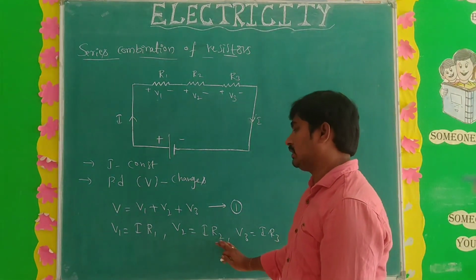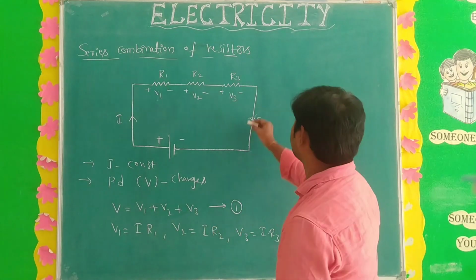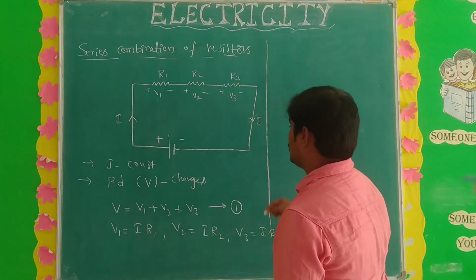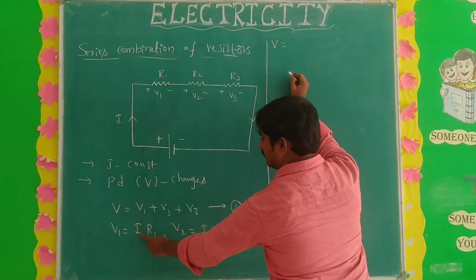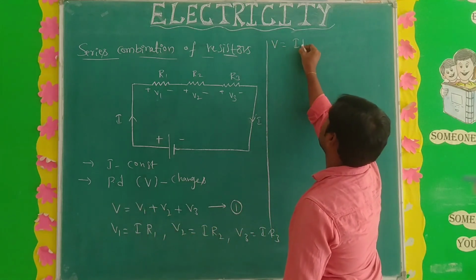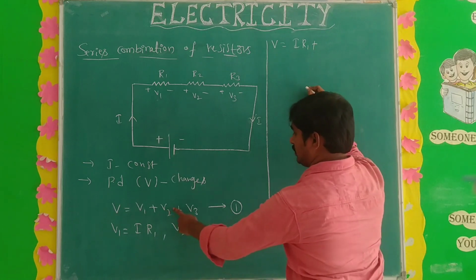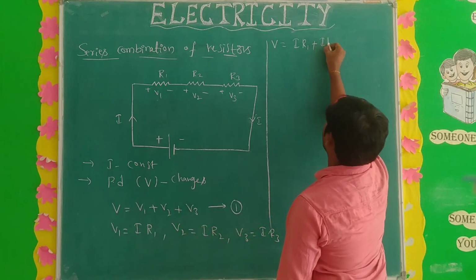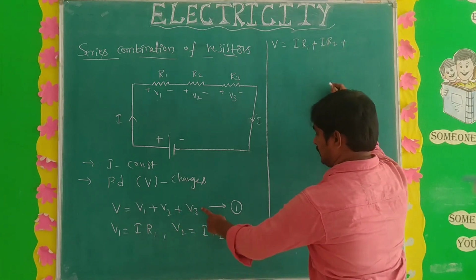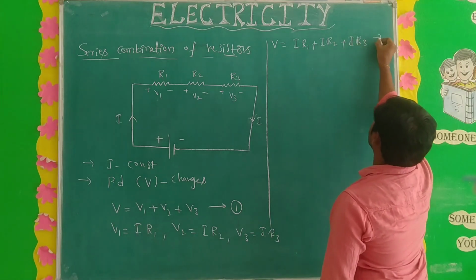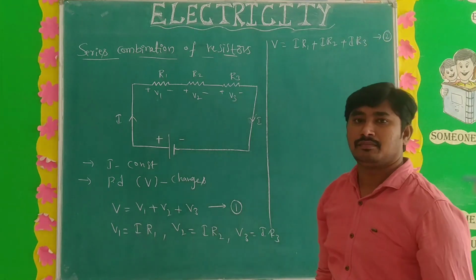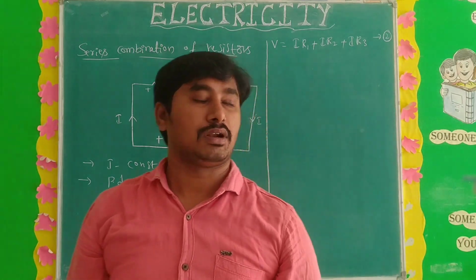So substitute these V1, V2, V3 values in equation 1. Then what do we get here? V is equal to V1, V1 means IR1, plus V2 which is IR2, plus V3 which is IR3. So you should take this as equation 2. Understand? That is the potential difference.